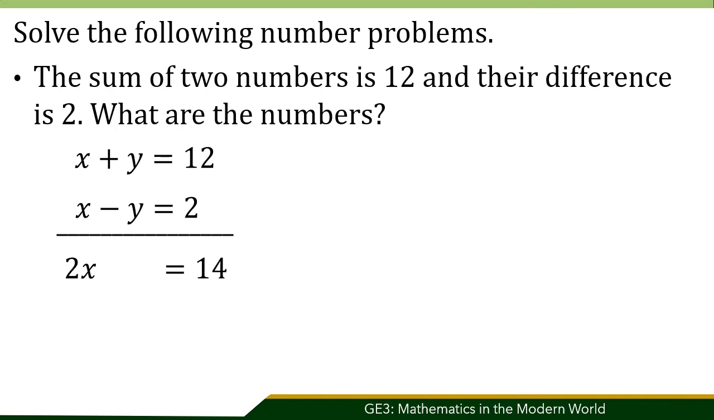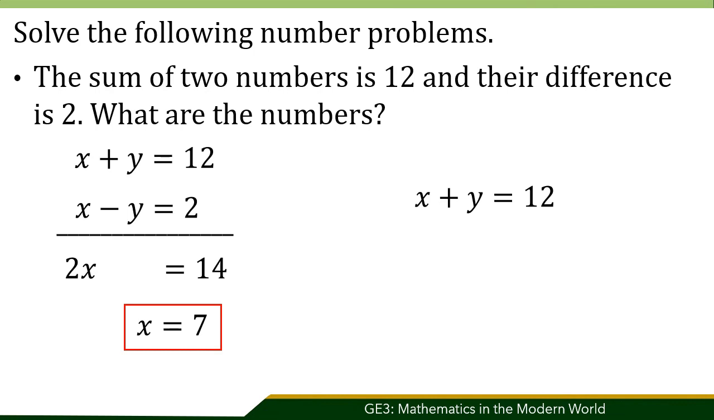Divide both sides of the equation by 2. So we're going to have x equals 7. So that's the first number. To solve for the second number, use any equation from the two given equations. So in this case, let us make use of the first equation. x plus y equals 12.